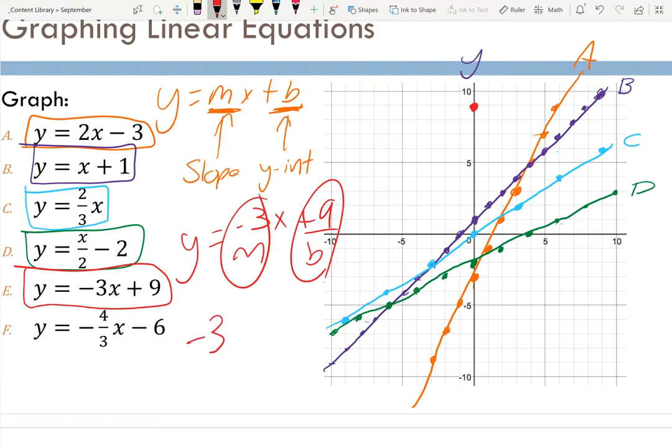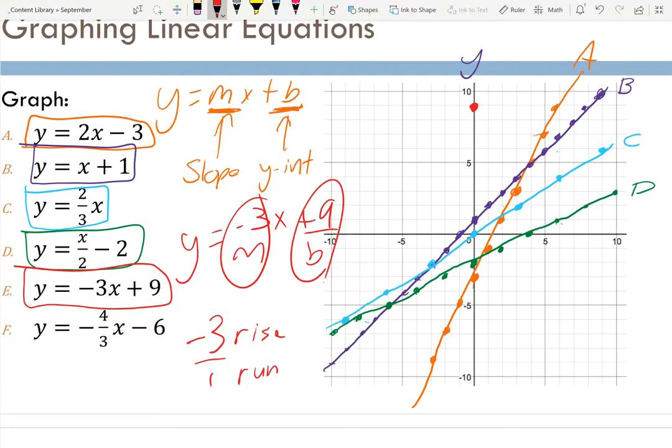My slope's negative 3. But again, that's just a whole number. Well, it's not a whole number, but it's not a fraction, right? We need to look at it like it's a fraction. So negative 3, we just put negative 3 over 1, and now it looks like a fraction. We do that with any regular number. Just put it over 1, make it look like a fraction. So that means rise is negative 3 and run is 1.